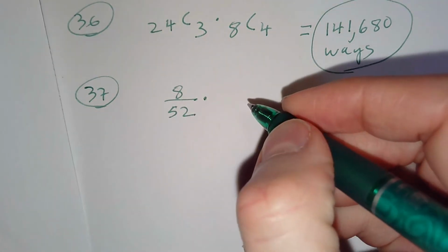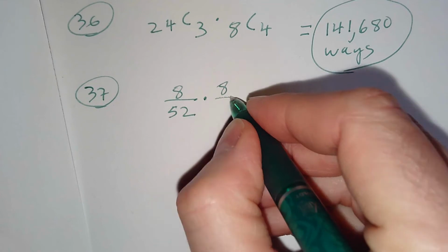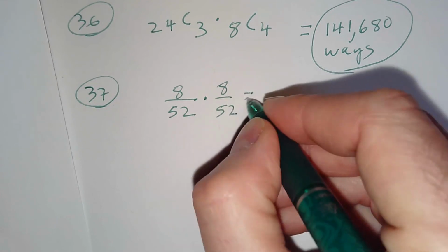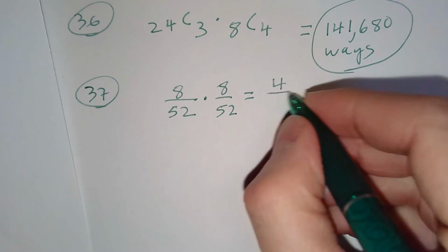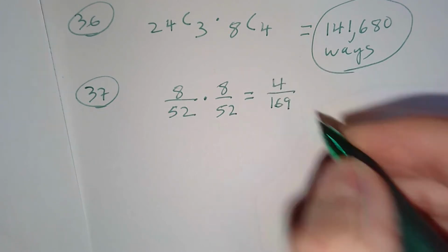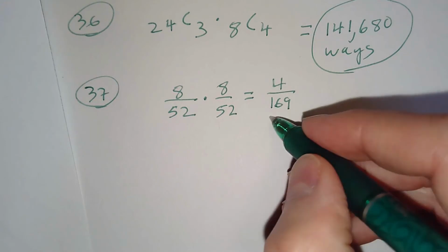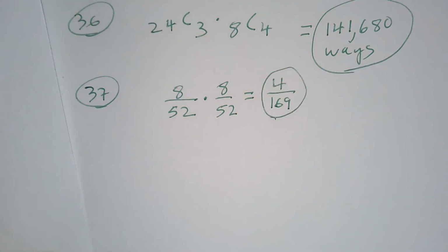And then this is with replacement, so we're going to have 8 over 52 again. And then we're just going to multiply that on a calculator, and that will give us 4 over 169. So that would be our probability. And again, you can then convert it to a decimal if it requires you to do so.